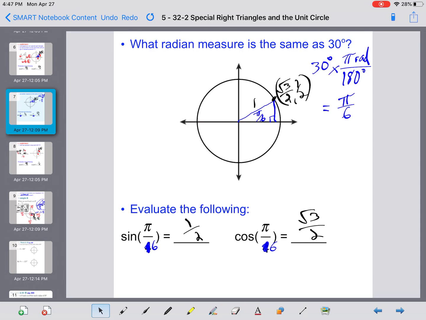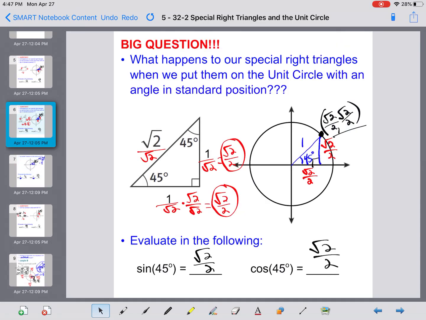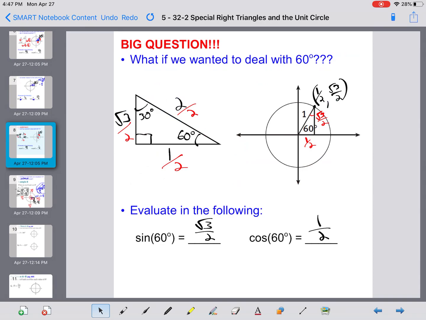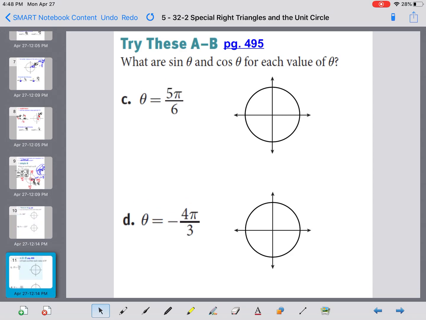We have 30 degrees, pi over 6 was root 3 over 2, comma 1/2. The 45 degrees was root 2 over 2, comma root 2 over 2. And then the 60-degree angle was 1/2, comma root 3 over 2, right? So go ahead, pause the video, try A, B, C, and D on page 495.